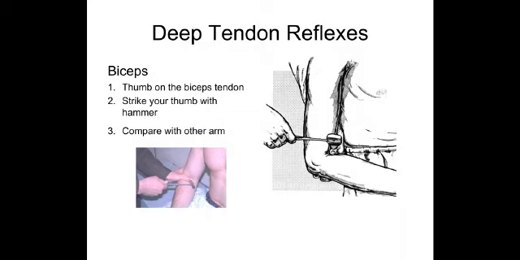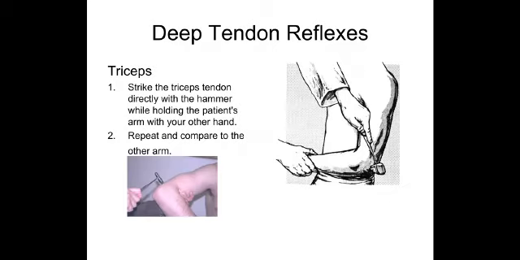You can see how the thumb is placed over the biceps tendon and you strike your thumb with the hammer, and thereby you can see the contraction of the biceps muscle and flexion at the elbow. Whatever action the biceps has, that is the response. Elicit the biceps jerk of the other limb and compare. The biceps has a root value of C5, 6. Over the biceps tendon, place the thumb and strike it with the pointed end once again.